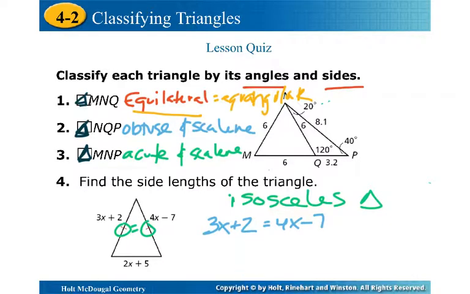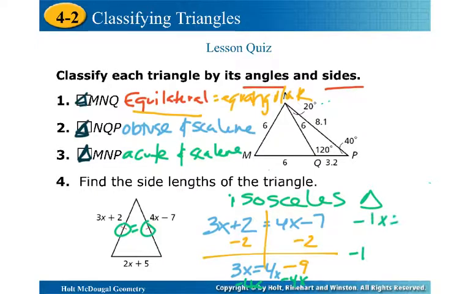So if we use that to find x, I'm going to subtract a 2 over here, which will leave me with negative 9 and a 4x. And then I'm going to subtract a 4x over to both sides, which means that I'll have negative 1x equal to negative 9. Or if we divide everything by that multiplier, we're going to get an x of 9.